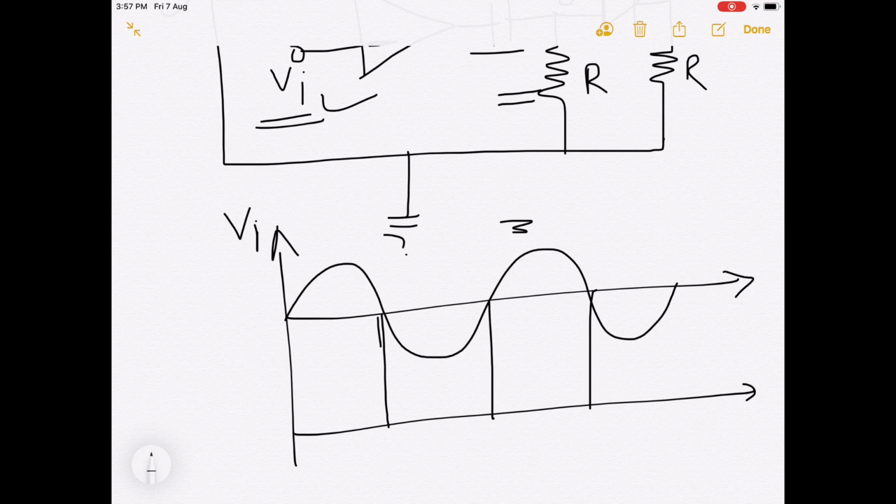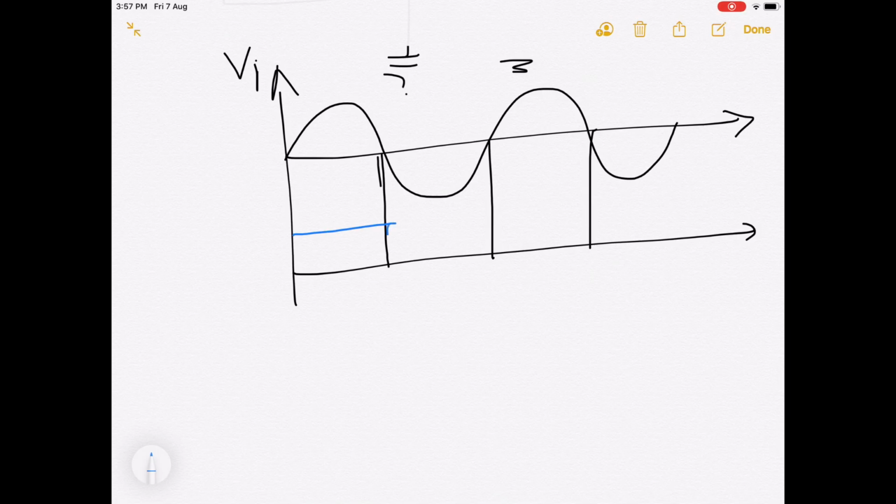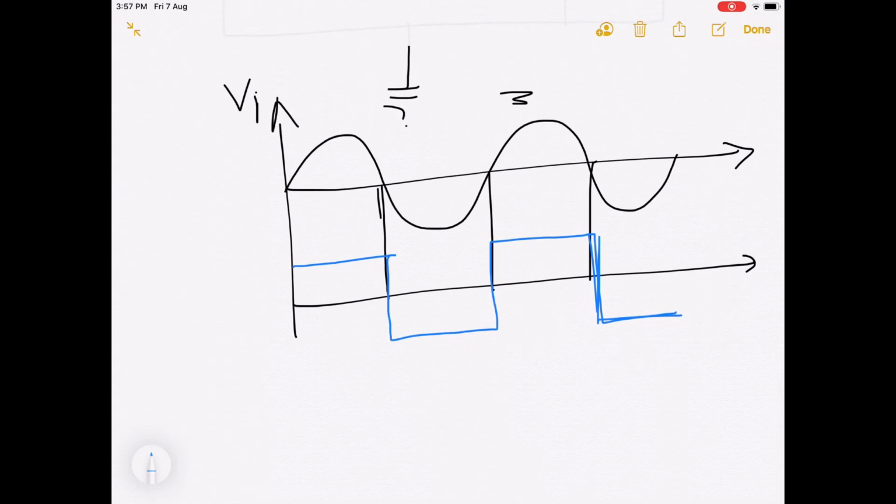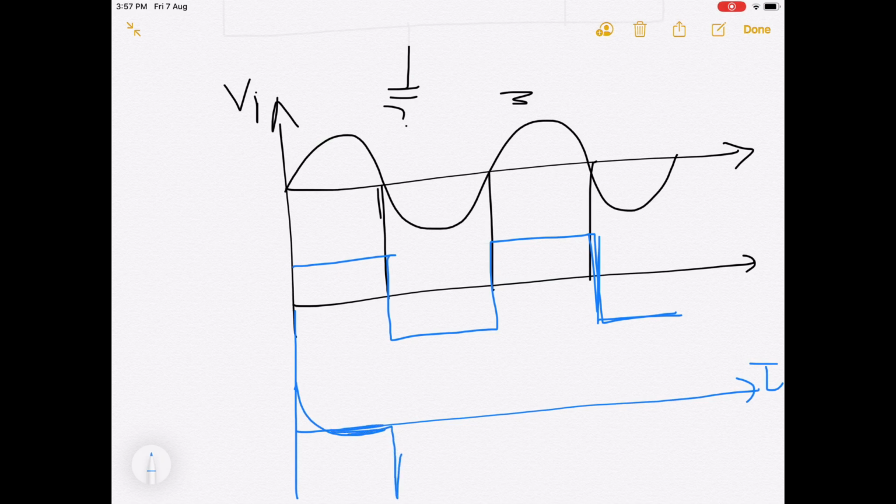Now the output is like this, suppose it is in blue color. The output is there when it crosses 0 level. Now we will draw VO dash, because there is an RC circuit which acts as a differentiator. So that output will be nothing but spikes like this. Differentiator output is always spikes. If you apply a square wave to the differentiator, it will give you spikes.